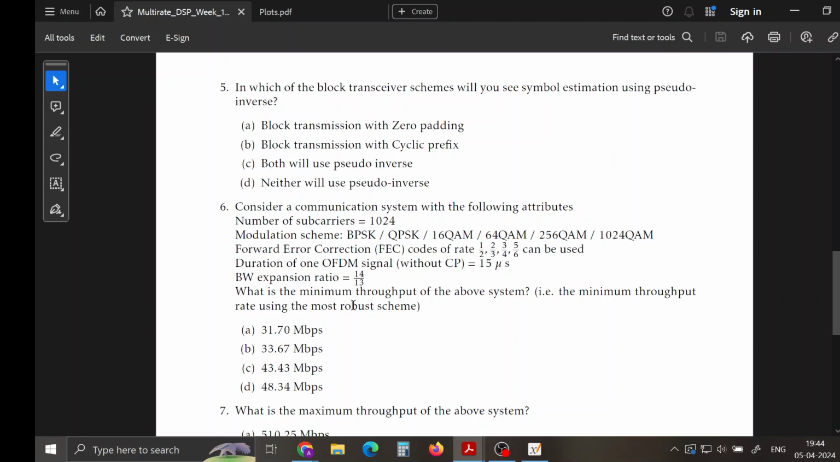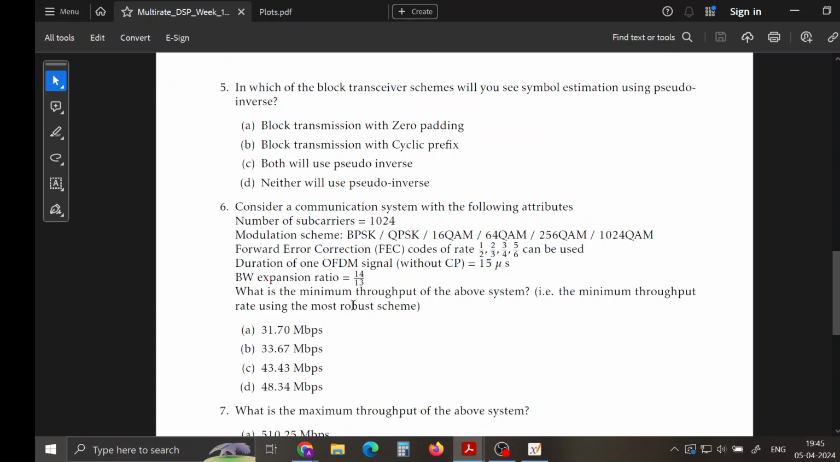So the constellation size is increasing, and the number of bits per symbol is increasing as we move from BPSK to 1024 QAM, right? And I hope you are familiar with these modulation schemes, and how the constellation diagram looks. BPSK is binary phase shift keying, QPSK is quadrature phase shift keying, QAM is quadrature amplitude modulation, and so on, right?